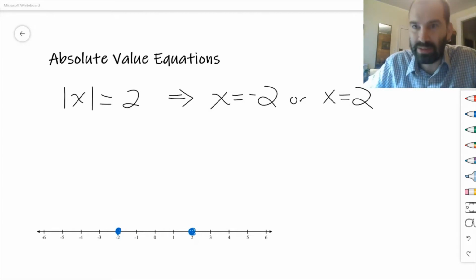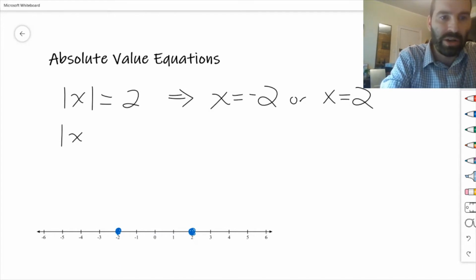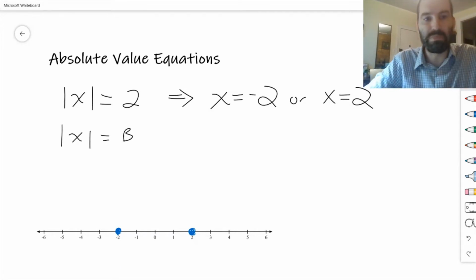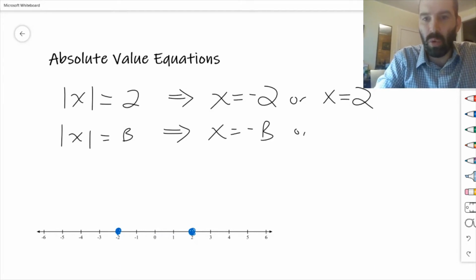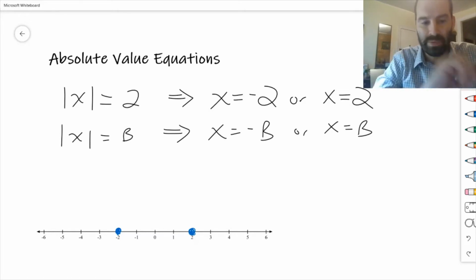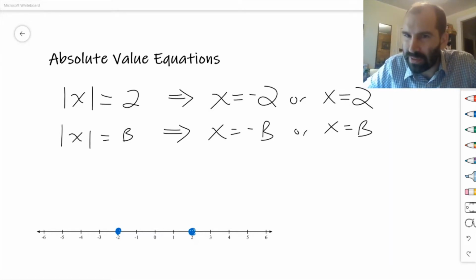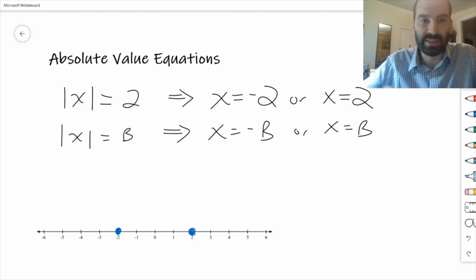Now we can generalize this. Let's imagine what would happen if we put a different number on the right-hand side, like a number b. If I ever have an equation of this form, that means that x is equal to -b or x equals +b. Now we have to be a little bit careful about this. Is this always true? Can any number work for b? Well, the absolute value can't be a negative number, right? You can't get negative distances, and you can't take the absolute value of a number and get something negative. So this only works when b is positive. Okay, so when b is positive, this is the answer.